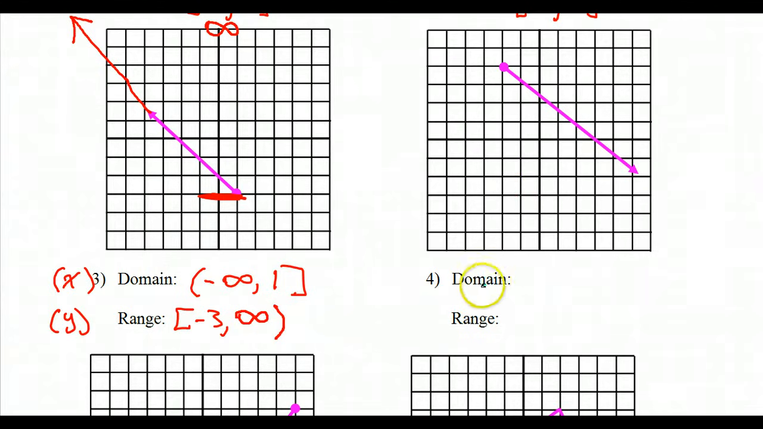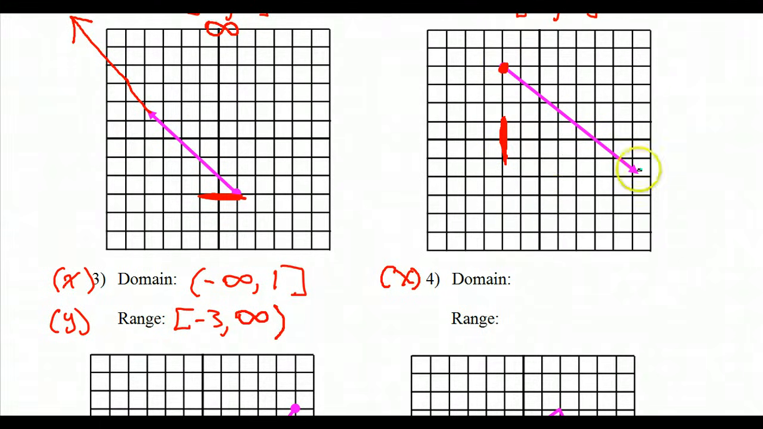Look at problem number 4. The domain is the x values. So we are looking in this direction. How far does it go to the left? How far does it go to the right? Well, this is how far it goes to the left. Because of this point right here, that's the end. It doesn't go any further to the left.